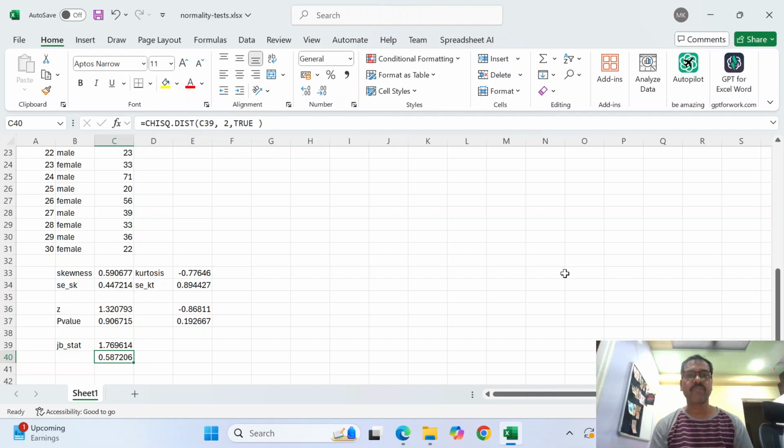So I have shown you 3 ways of calculating 2 different statistics: the z statistic, and the chi-square statistic through the Jarque-Bera test, computing the p-values and taking the inference whether the study variable is normally distributed. In this case, our study variable is salary. We are interested to find out whether the salary variable is normally distributed or not. In all cases, we fail to reject the null hypothesis, and we infer that the salary particulars of these 30 individuals are normally distributed.